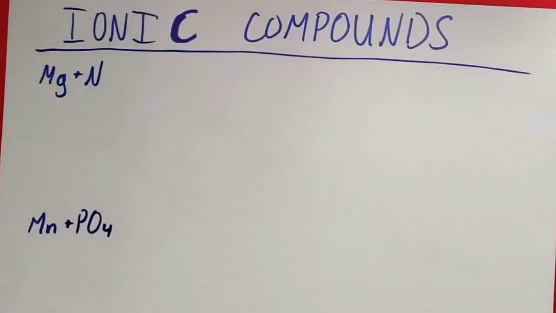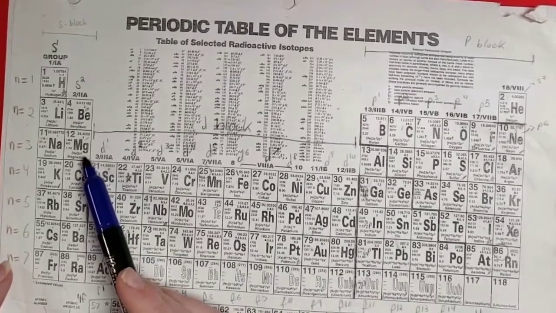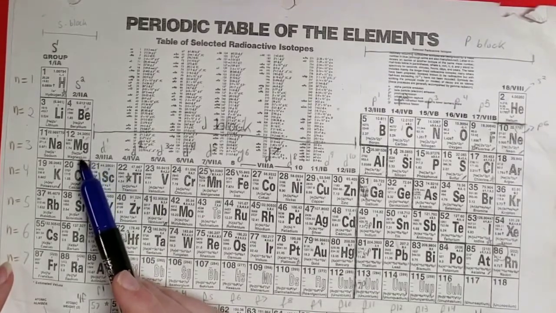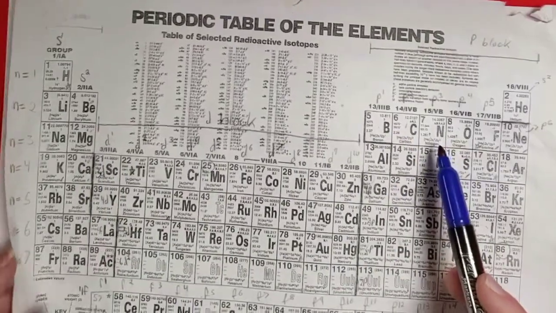Our first ionic compound, we have Mg plus N. Mg, or magnesium, is our metal, and nitrogen is our nonmetal. The first step we'll need to do is find their charges. If we look at Mg, we can see that it has a +2 charge because it is in the second group. Looking at nitrogen, it has a -3 charge.